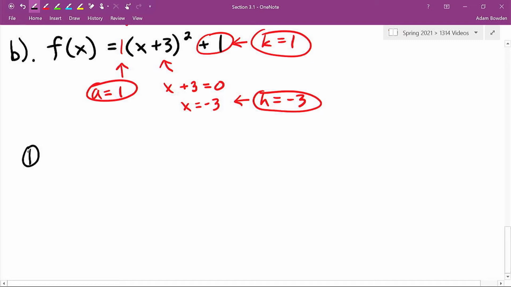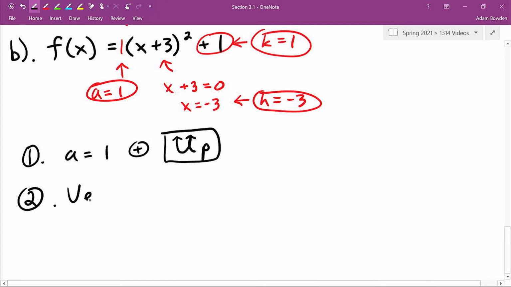So that's going to help me draw the graph, because the first part is to figure out if it opens up or down. Since a is equal to 1, it's positive, so my graph is going to open up. Then second is the vertex. The vertex is the point, again, h, k. So our h, k here would look like negative 3, 1.